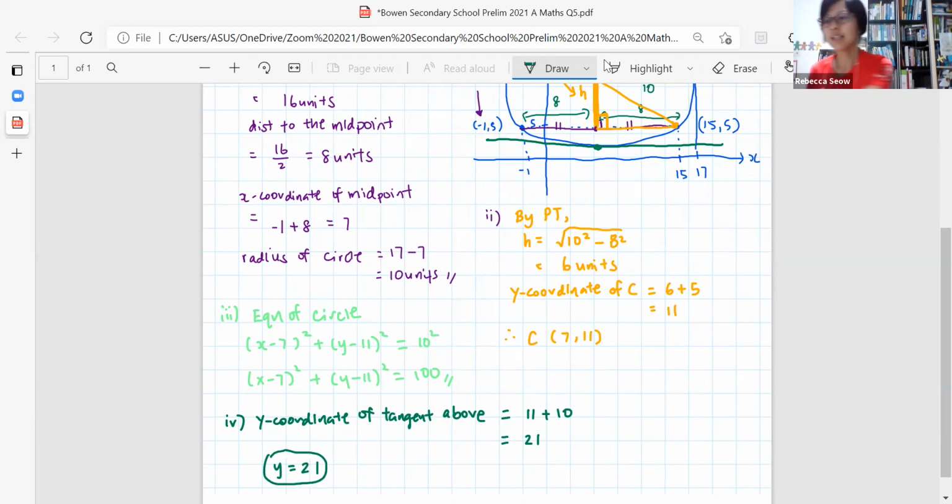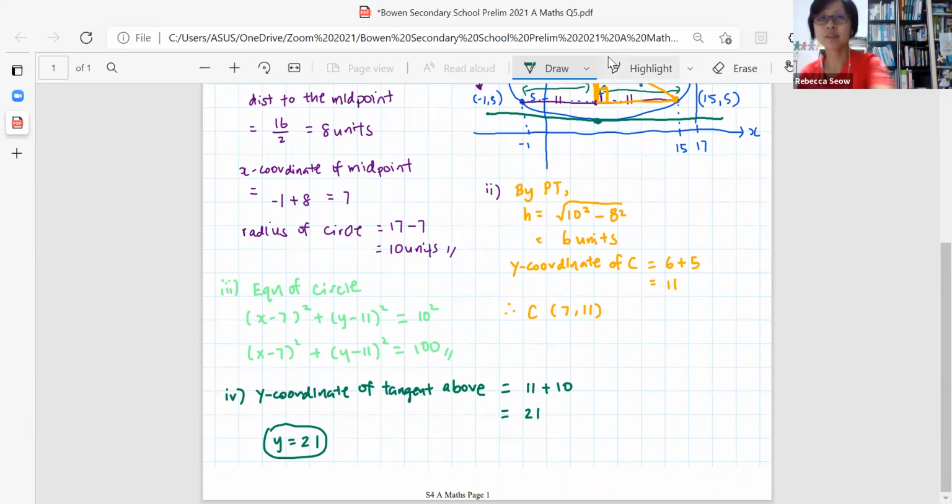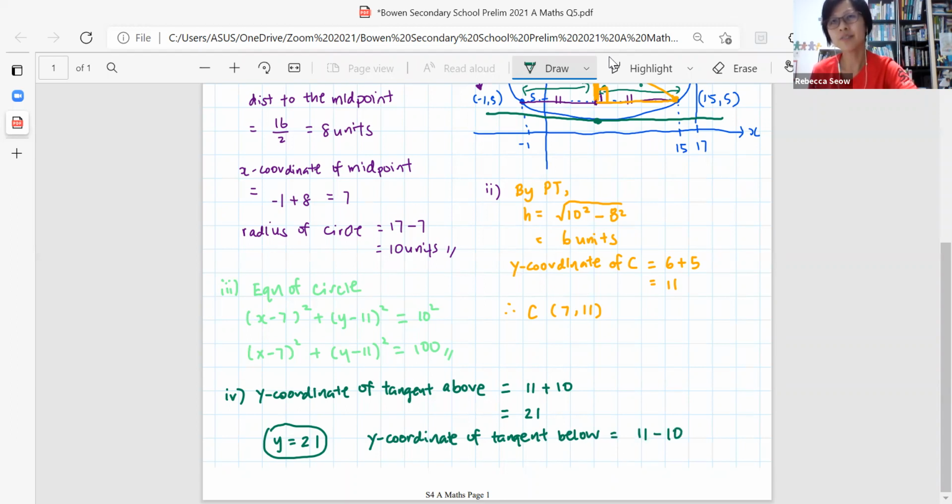How about the tangent below? In the same way, the y-coordinate of the tangent below is equal to, again taking the y-coordinate of the center, now we subtract the radius, and that gives us 1. Therefore, the tangent below is y equals 1. So this concludes the question.